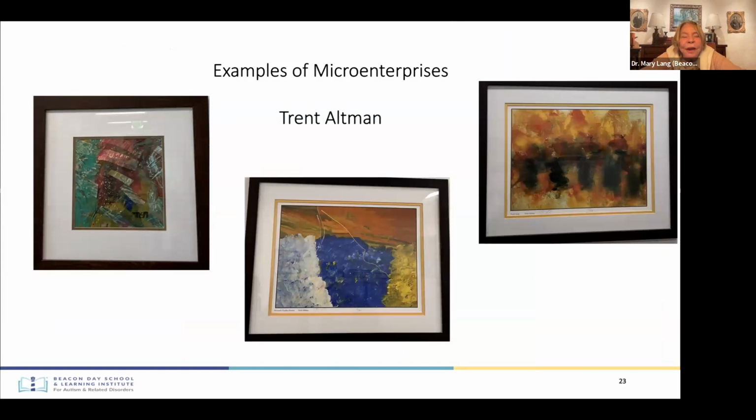I'm going to give you another example of micro enterprise. I happened to be at a conference a long time ago, and a young man who was very involved with art happened to have autism. And his art was selling off the walls. I spoke to his mother yesterday, and his art is now in galleries. So these are just examples of micro enterprises.